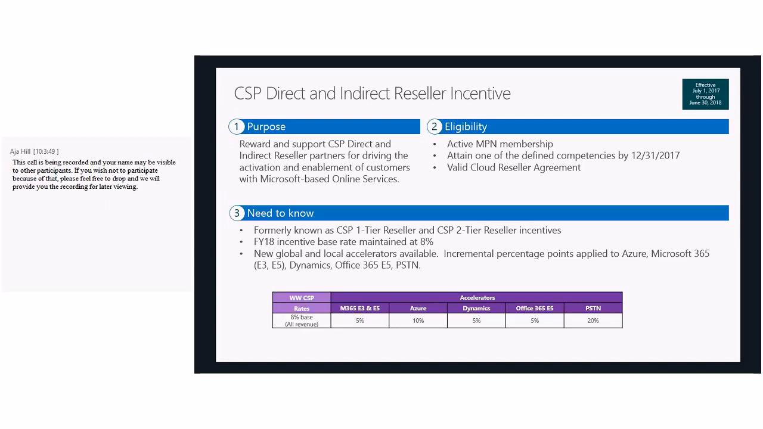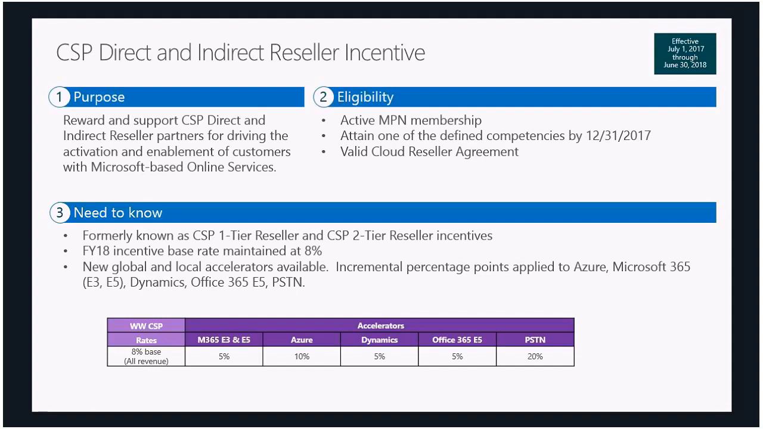The payouts for the incentives are received on the back end at a base rate of 8%. In addition, this year we have worldwide accelerators where you will receive an additional 5% incentive for Microsoft 365 E3 and E5, Dynamics 365, and Office 365 E5 SKUs. For Azure provisioned through CSP, the accelerator is 10%, and PSTN add-on earns an additional 20% accelerator. All payouts will be, of course, based on the terms and conditions of the programs.